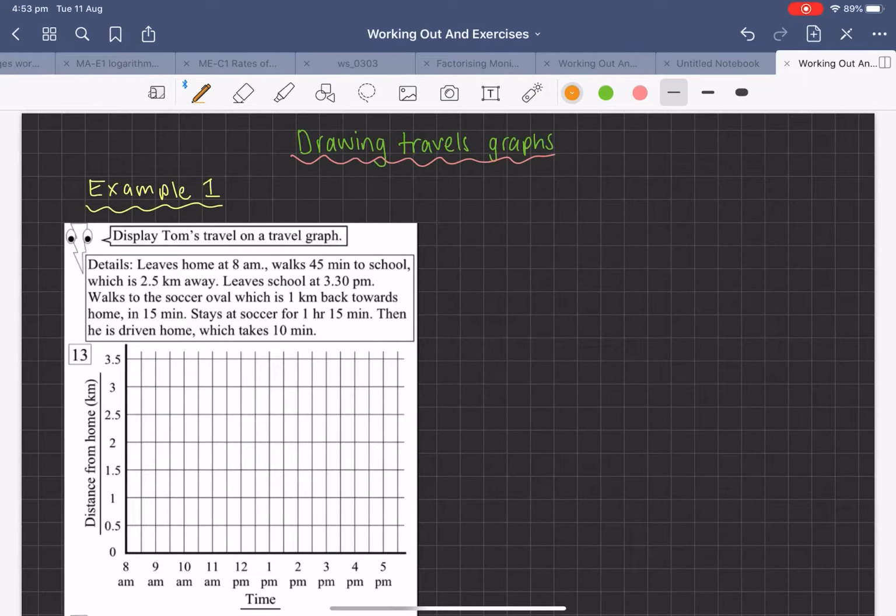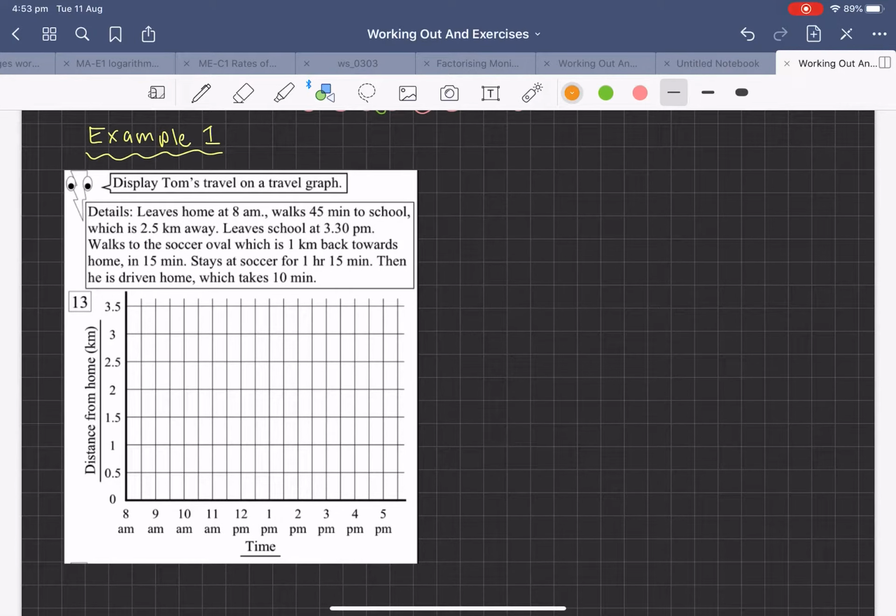In this video, we're looking at how to draw travel graphs. To do that, we're just going to do a couple of examples together. It's really important that when we do these questions that we read them very carefully to make sure that we're doing it correctly. So let's read what it says here in example 1.